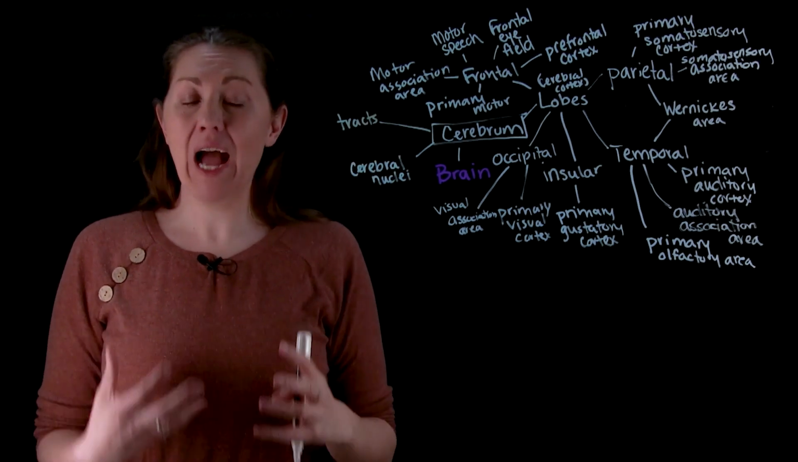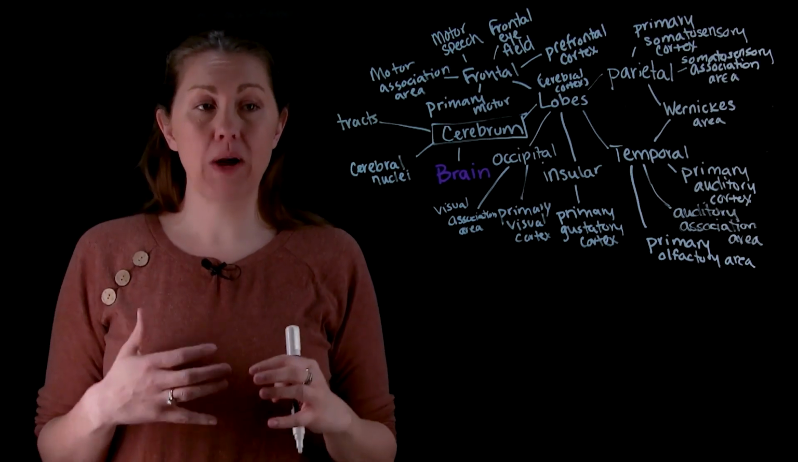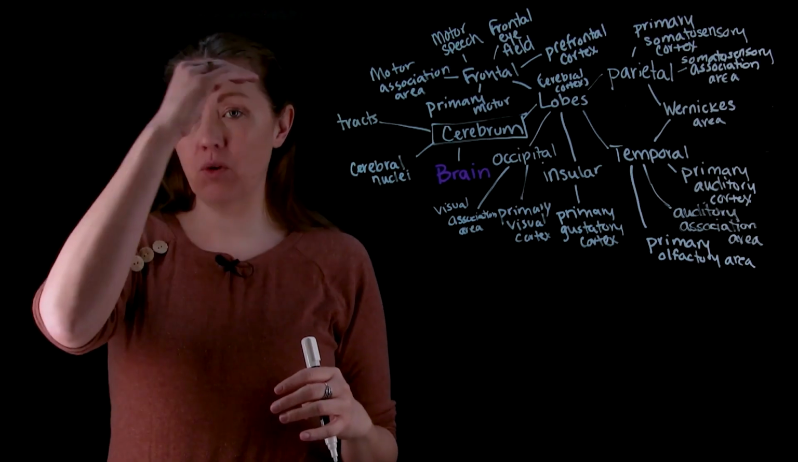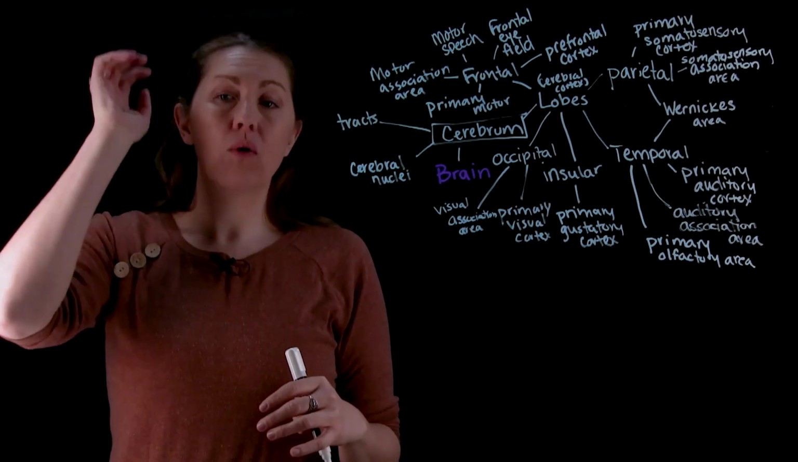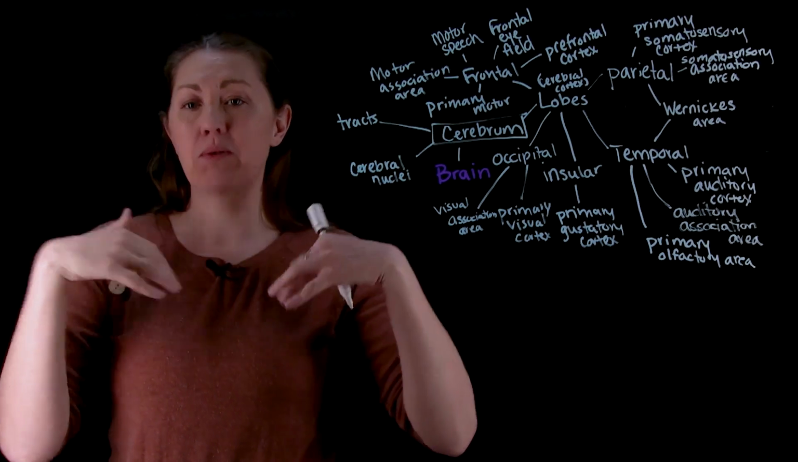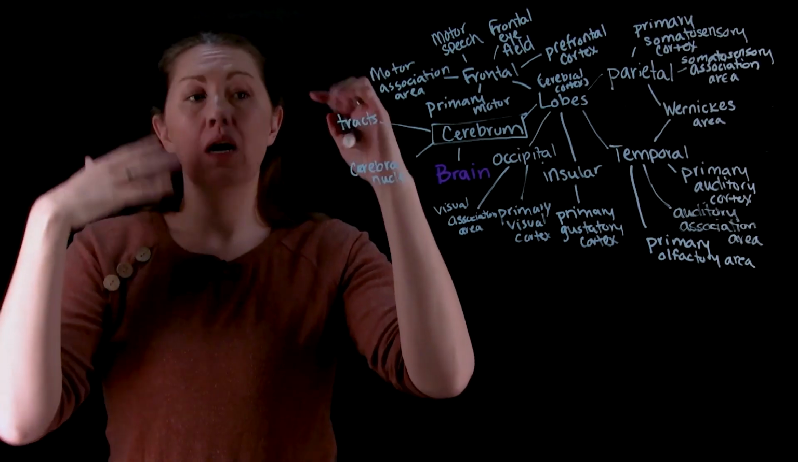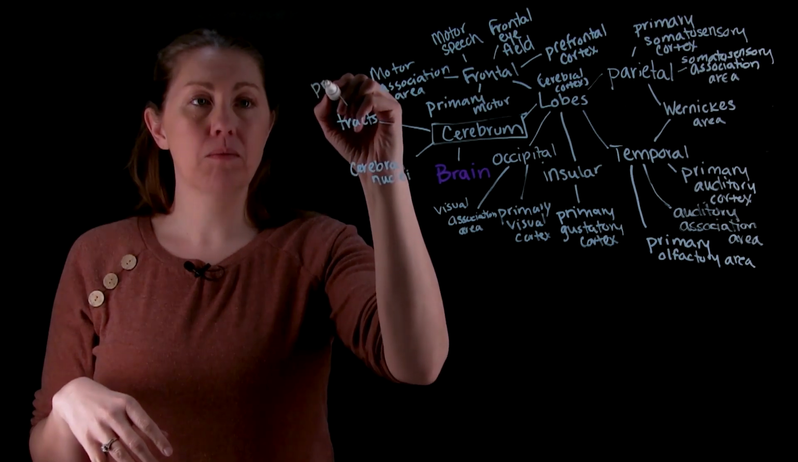Tracts are where you have the axons. So this is white matter, and it really can move in 3 different directions. You can have the tracts go across side to side, you can go front to back, or you can go up and down. Now, if you're going up and down, think of it like you're taking information maybe from the spinal cord up to the brain. You're projecting that information up. So those are the projection tracts.